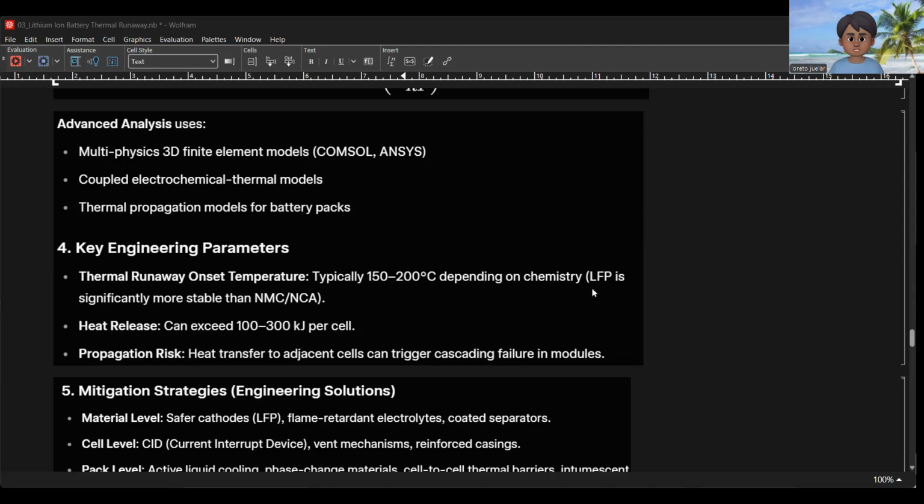depending on the chemistry. LFP is significantly more stable than NMC or NCA. Heat release can exceed 100 to 300 kilojoules per cell. In propagation risk, heat transfer to adjacent cells can trigger cascading failure in modules.